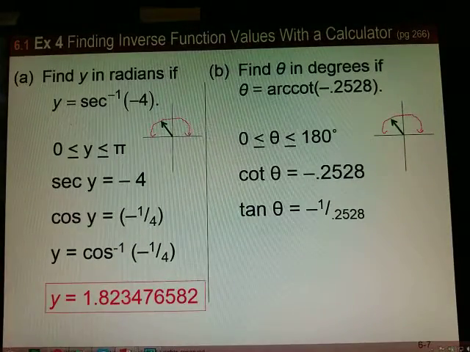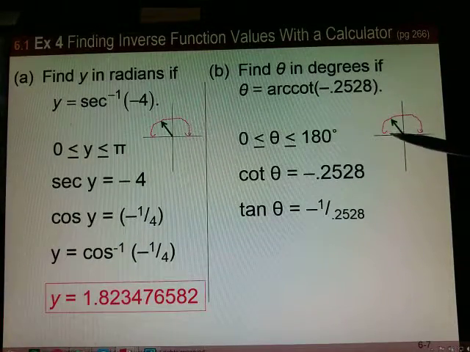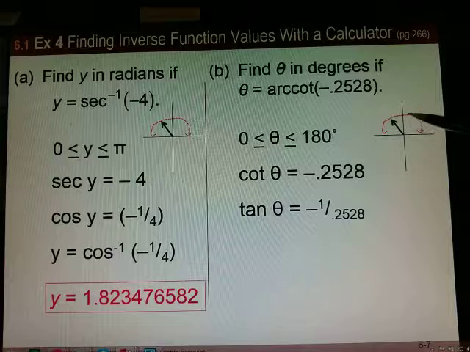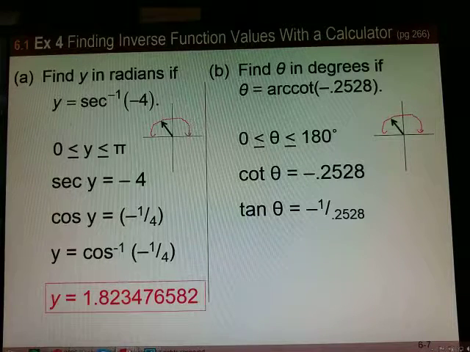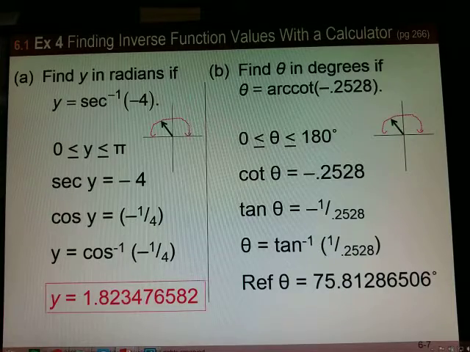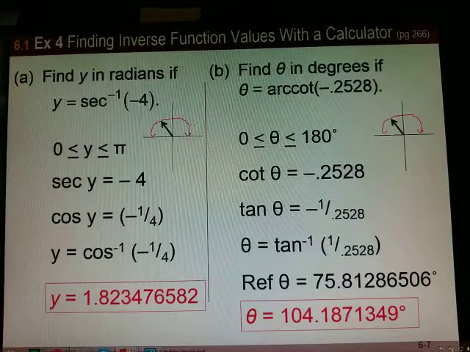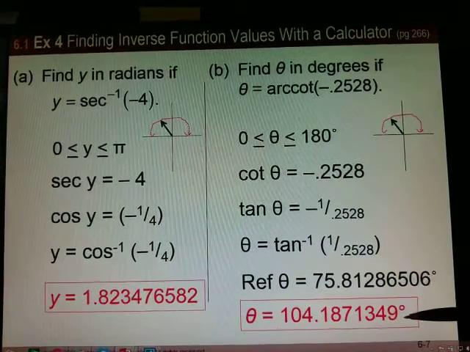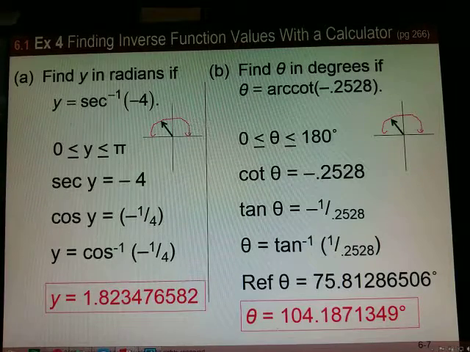Now that's the reference angle, which is this little measurement here. But to get the answer for my angle, I've got to get all the way to that green vector. So I would have to take 180 minus the answer I just received on my calculator, 180 minus this 75 degrees, to give me this final answer of 104.187 degrees.